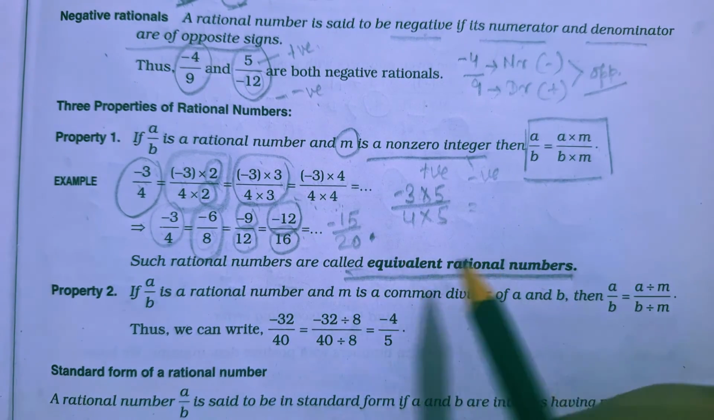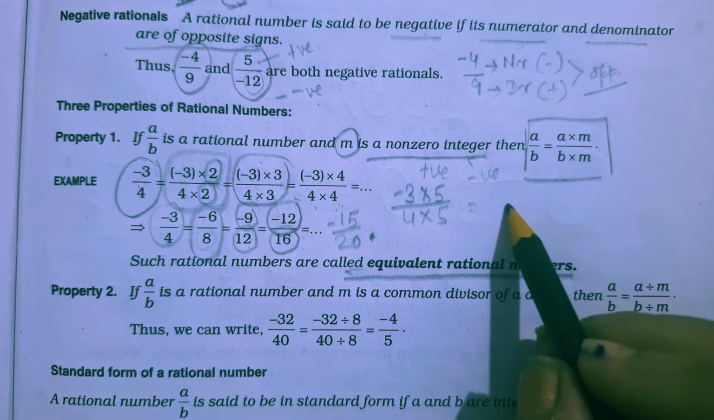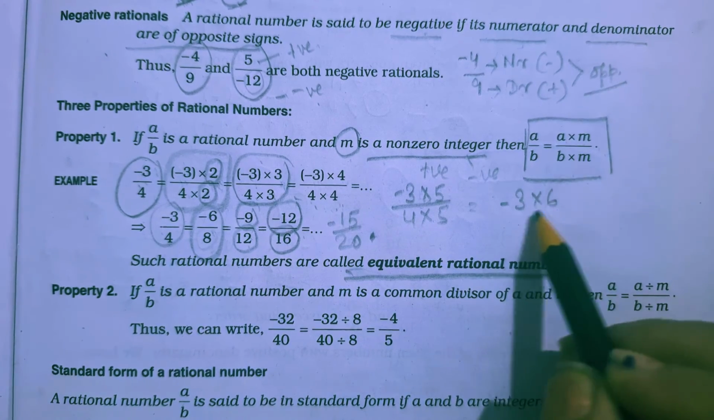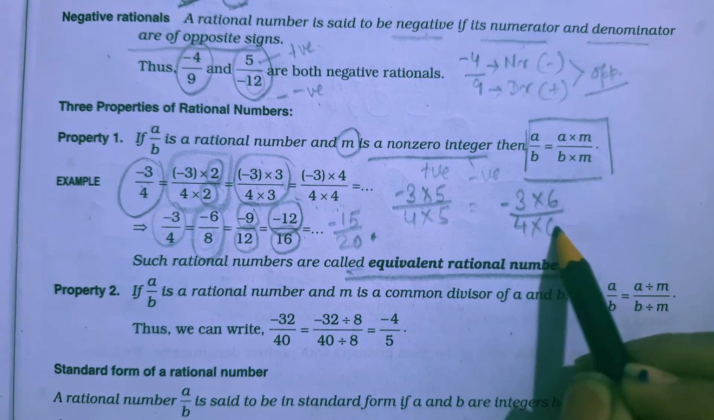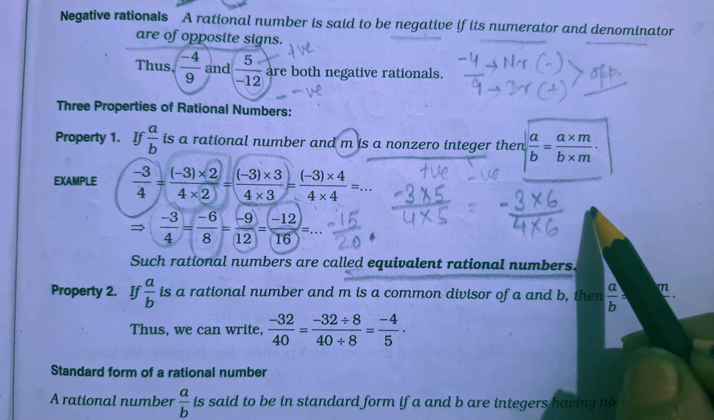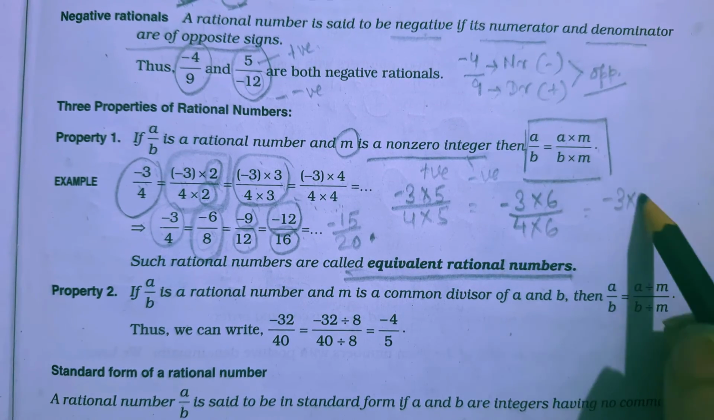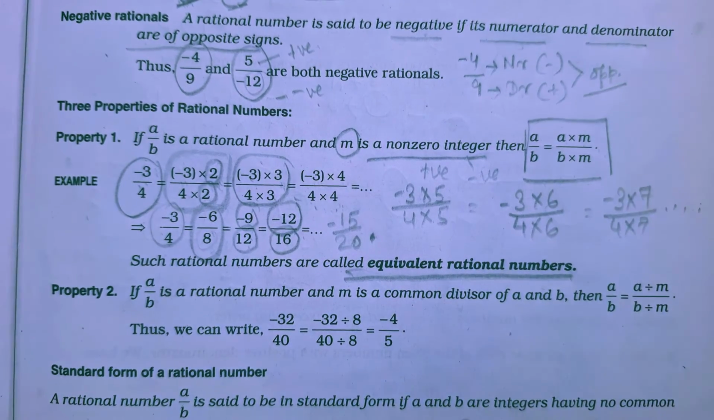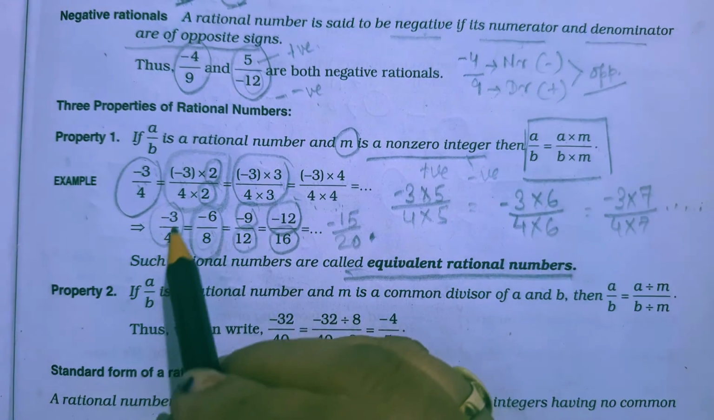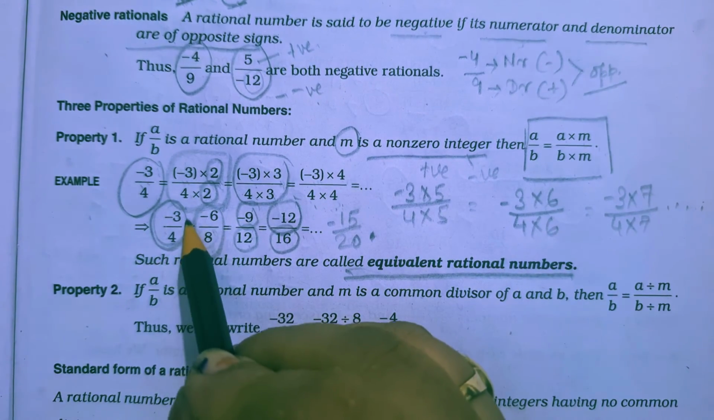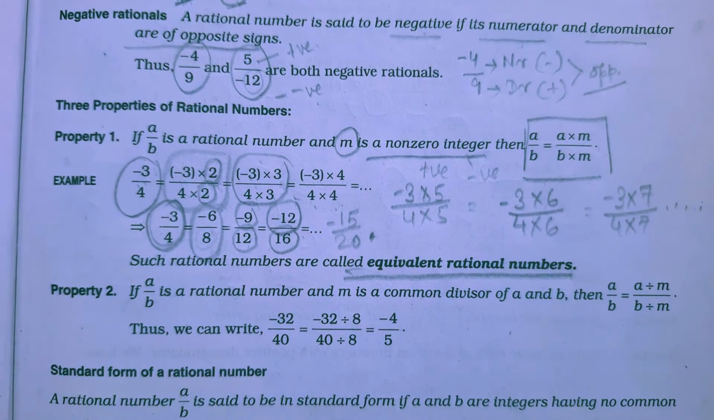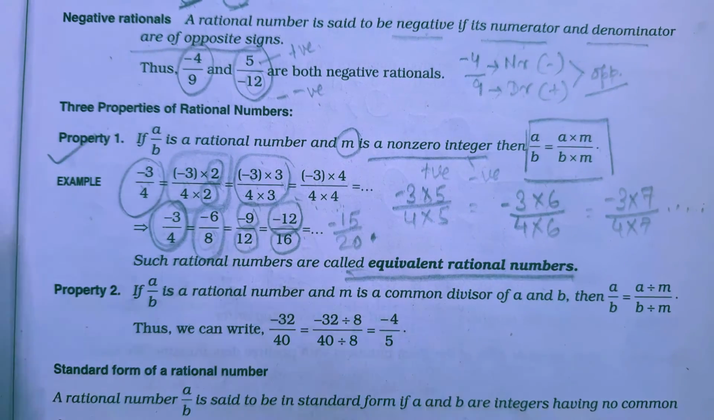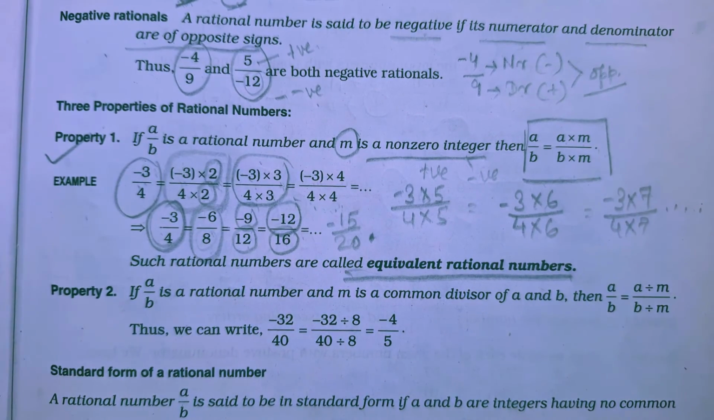What will be the next equivalent fraction? It will be minus 3 into 6 by 4 into 6. What will be the next one? It will be minus 3 into 7 by 4 into 7, and so on. All these forms are the equivalent rational numbers of the original rational number minus 3 by 4. So this is your property number 1 of rational numbers.